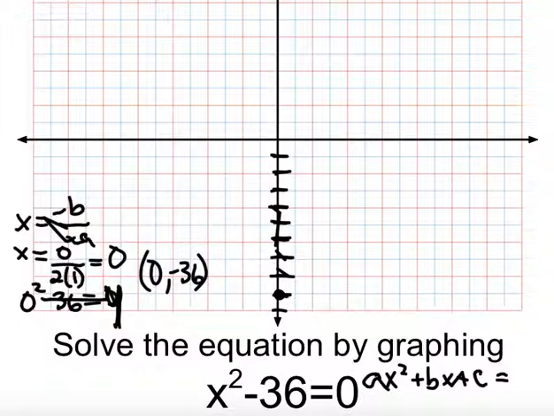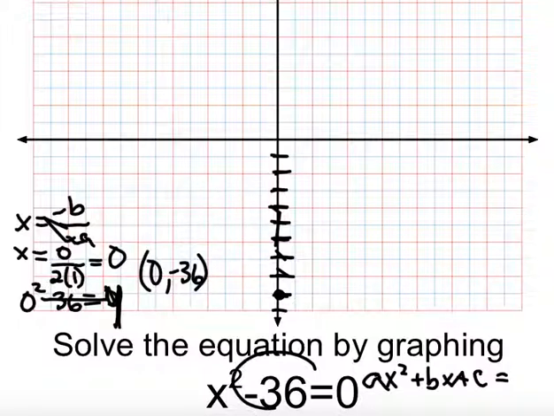Now our next part of finding different points for my quadratic is finding the y-intercept. Well, in this case, the y-intercept is really just my c value, in this case negative 36. We actually already have that value because that's my vertex. Vertex and y-intercept in this case end up being the same. So I need to find a couple more points.